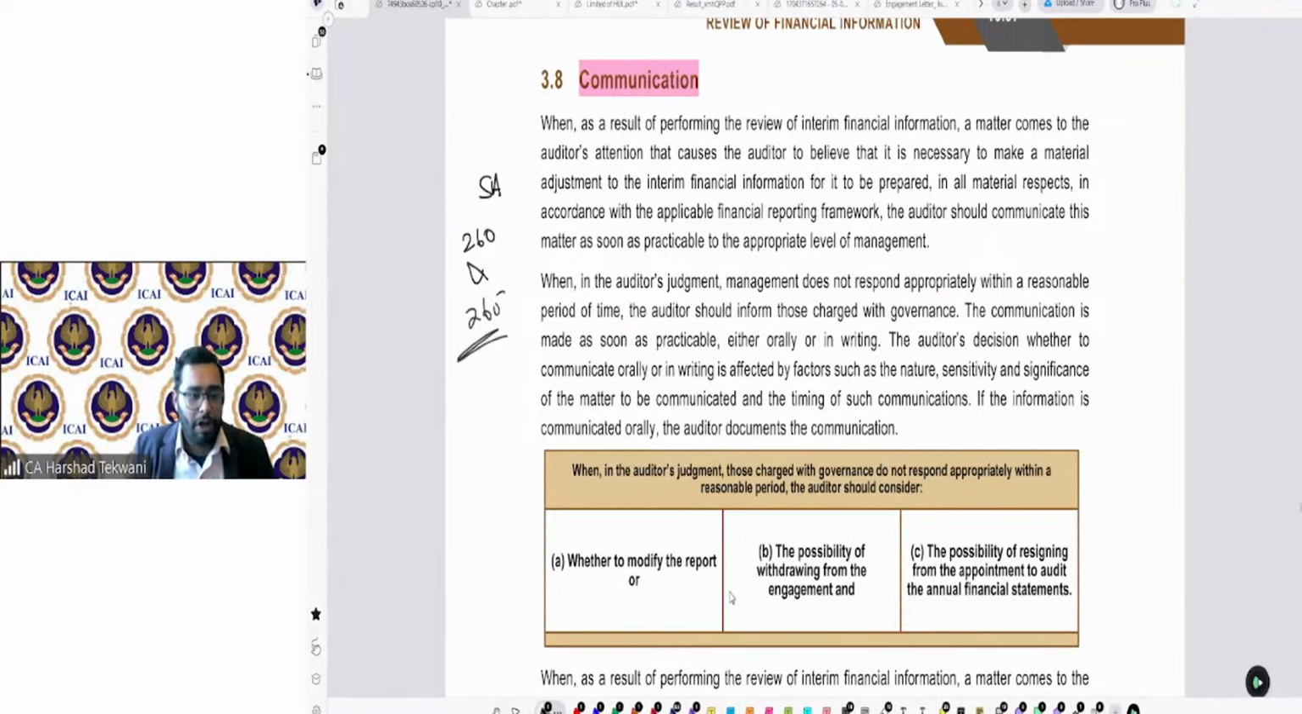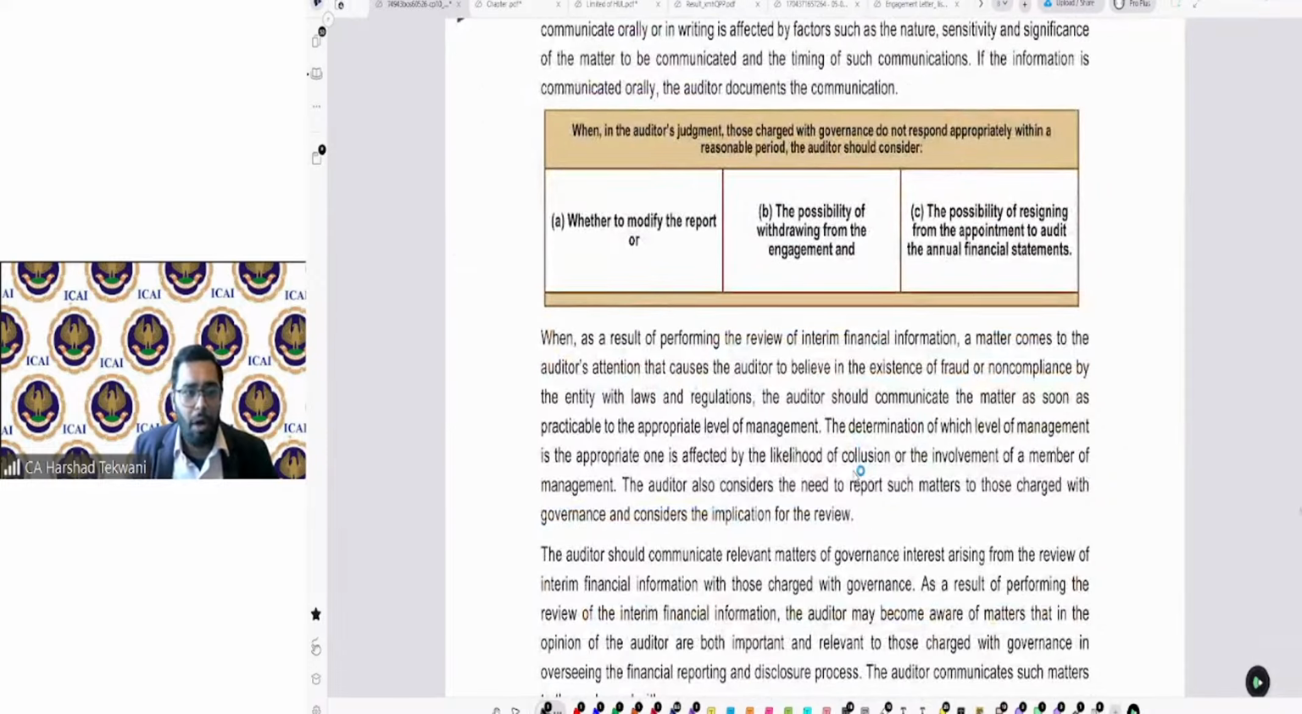So whether to modify the report, the possibility arising from the communication with respect to important matters, and if you are not getting an appropriate response from the management, then you need to consider whether to modify the report. What is the possibility of withdrawing from the engagement, or resigning from the appointment of the audit of the annual financial statements? So here, see, you are the auditor. Being an auditor, SAs are applicable to you for the annual audit. On the similar lines, the same requirements will be applicable to you for the interim financial information through SRE 2410.